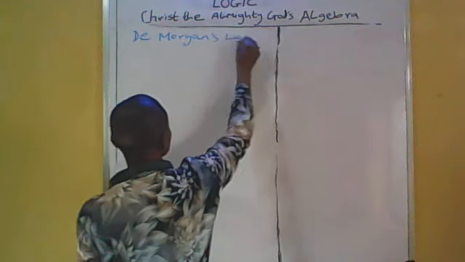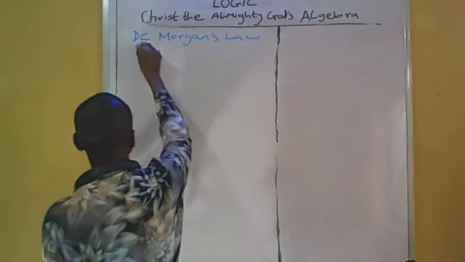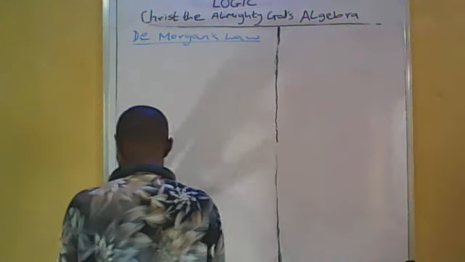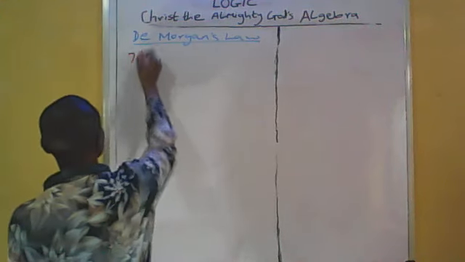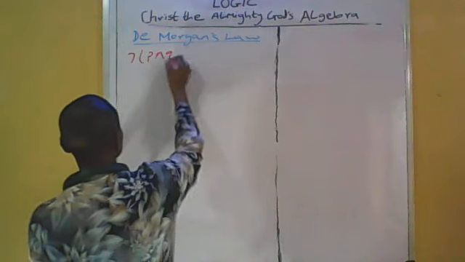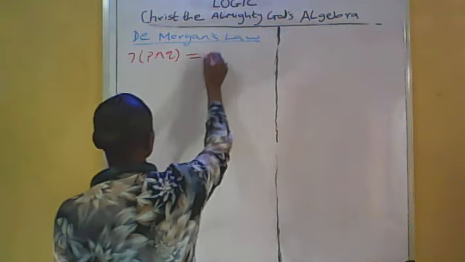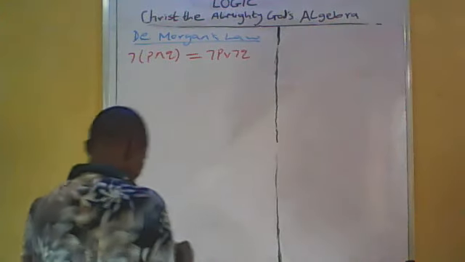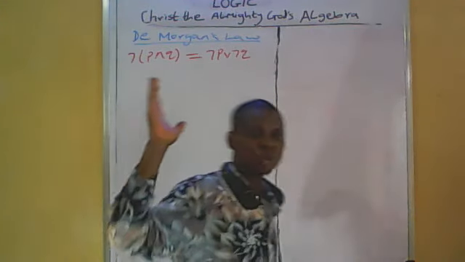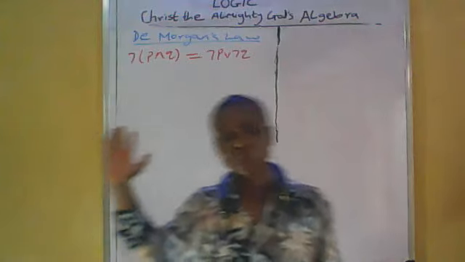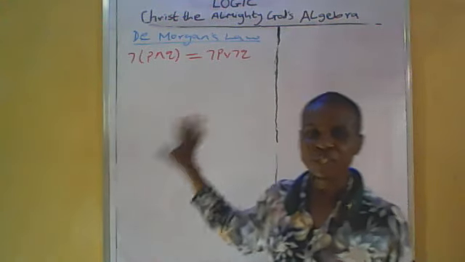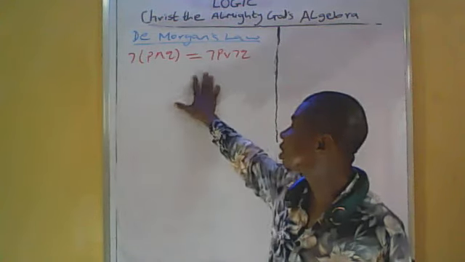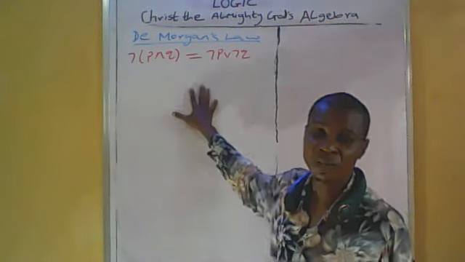De Morgan's law. Not bracket P and Q is equal to not P or not Q. This is an example of De Morgan's law by disjunctive statement. If you look at this equation, you find that it is logically equivalent.